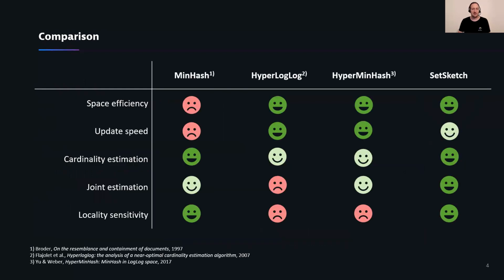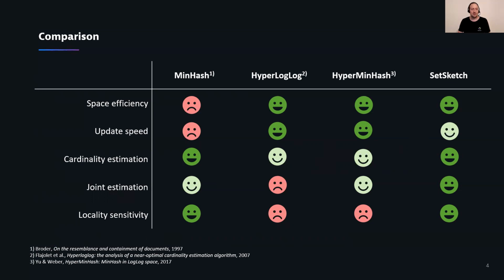Here's a brief comparison of some state-of-the-art sketches and the sketch we will present. MinHash is very good if you are interested in joint quantities or locality sensitivity. Unfortunately, aggregation is quite slow and it is also not very space efficient. HyperLogLog is mainly used for cardinality estimation. However, estimation of small cardinalities requires special handling and is susceptible to large errors, as we will show. It is not very suitable to estimate joint quantities as it does not contain as much joint information as MinHash.